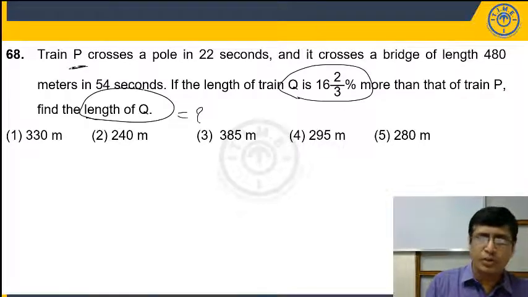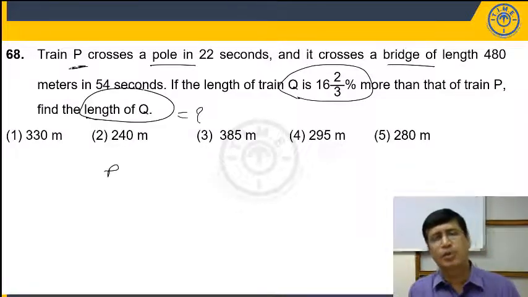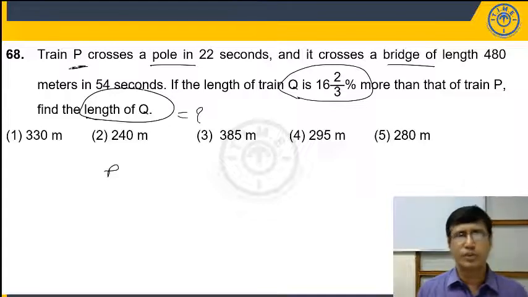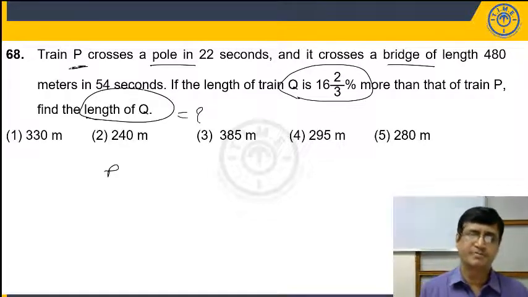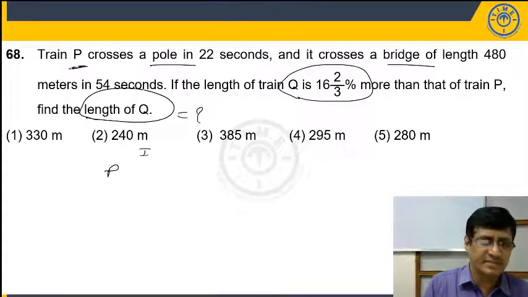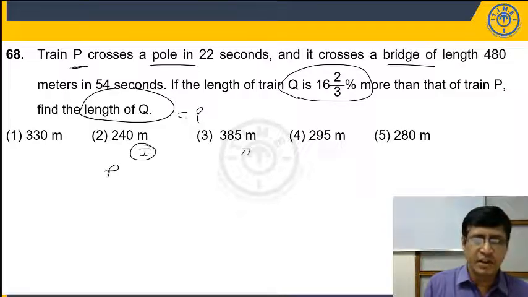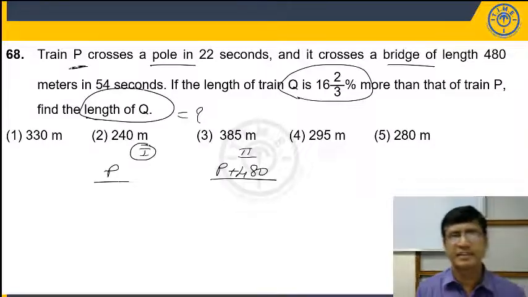Train P is crossing two objects. What is the first object? It is crossing a pole. When it is crossing a pole, the distance traveled is equal to the length of the train only. This is the first scenario. Second one, it is crossing a bridge. Bridge means what is the distance? The distance is equal to length of the train plus length of the bridge.